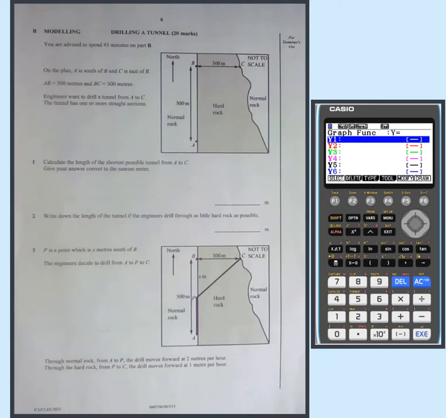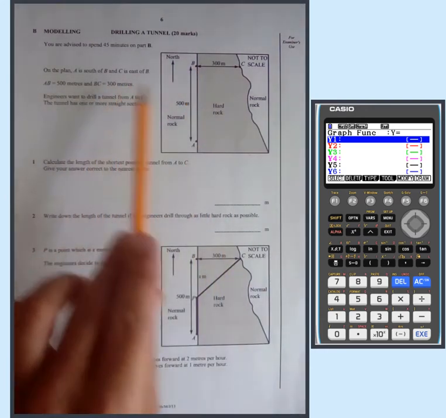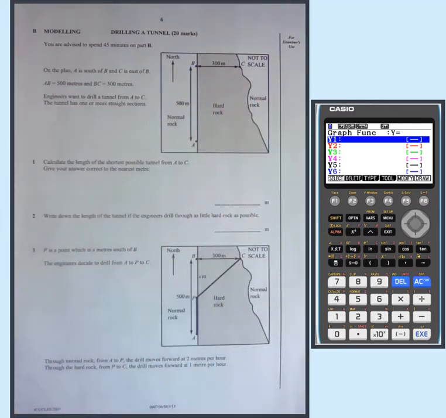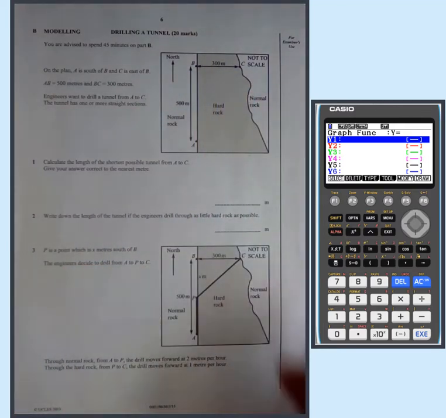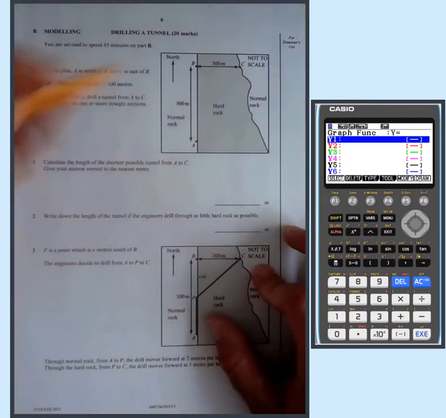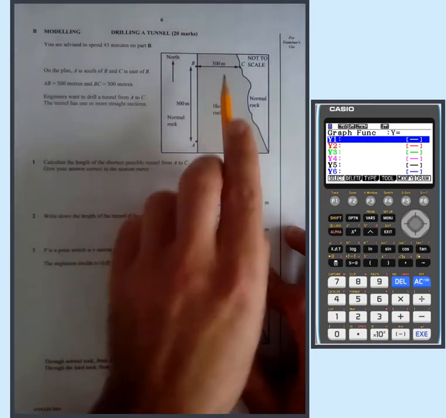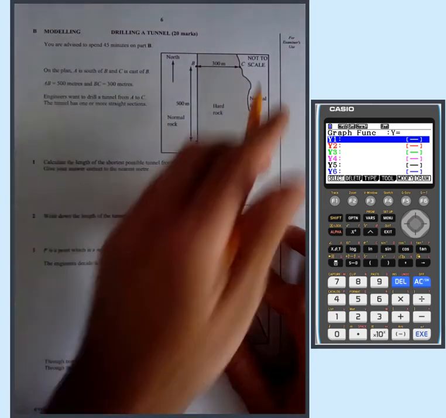Here is a modelling paper called Drilling a Tunnel from June 2013. On the plan, A is south of B, so A is directly underneath B, and C is east of B. AB is 500 metres, as can be seen from the diagram, and BC is 300 metres. It says it's not drawn to scale.